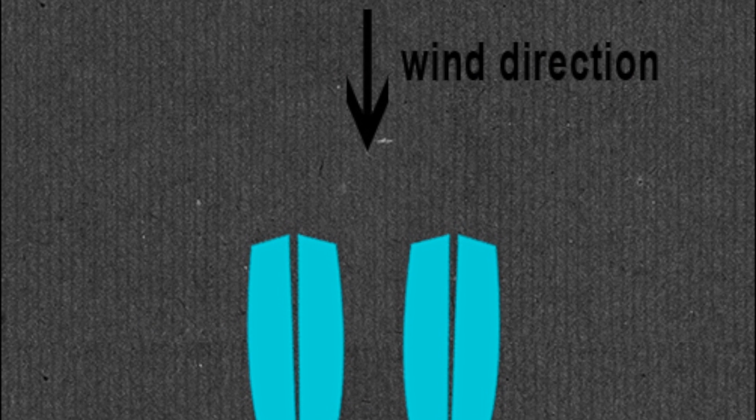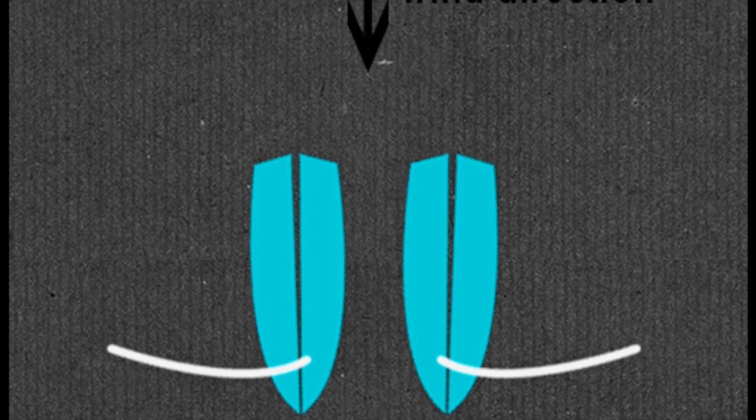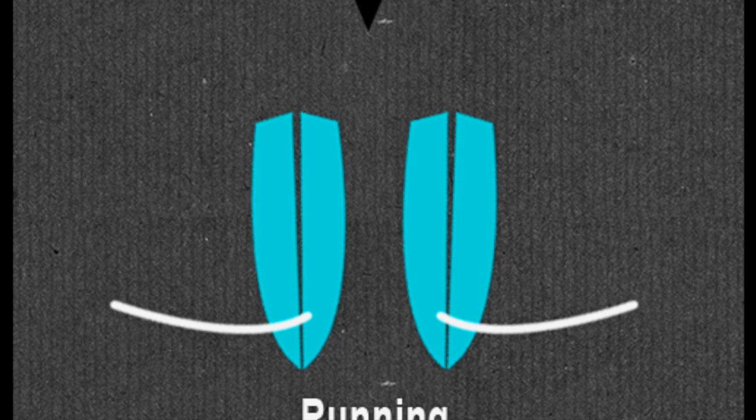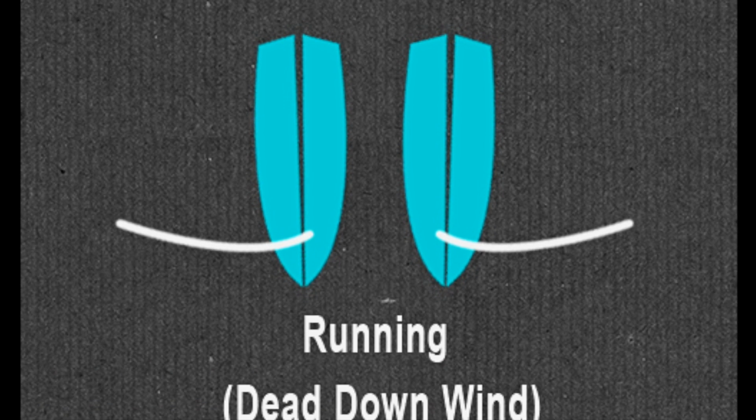If you look at the diagram here, you notice the wind is pushing down from the top, and it's hitting the sails, and it's pushing the boats downwind. This is the only time that sailing is that simple.